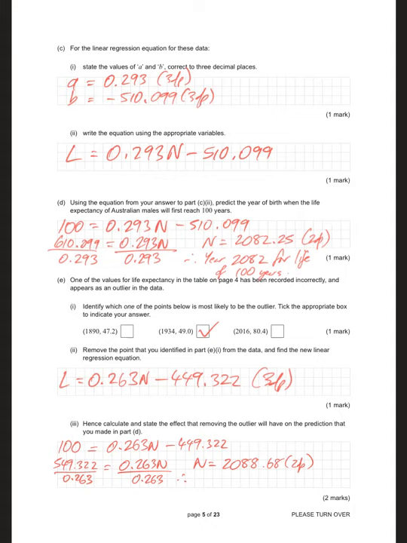Therefore, increases year of birth to 2088 for life expectancy of 100 years. It's 6 years more. 6 years later is a better term for that. 2082 to 2088. Alright, that's that question done.